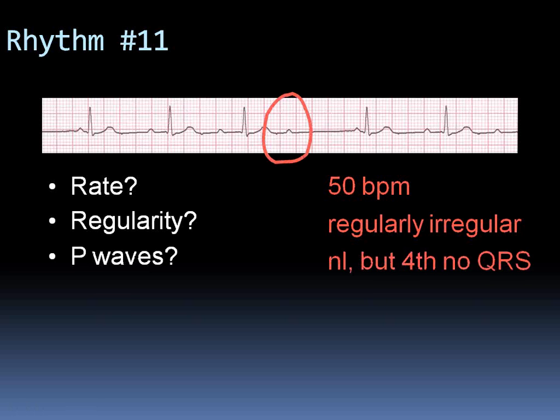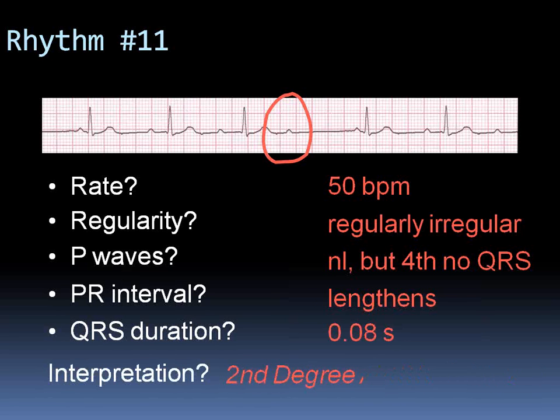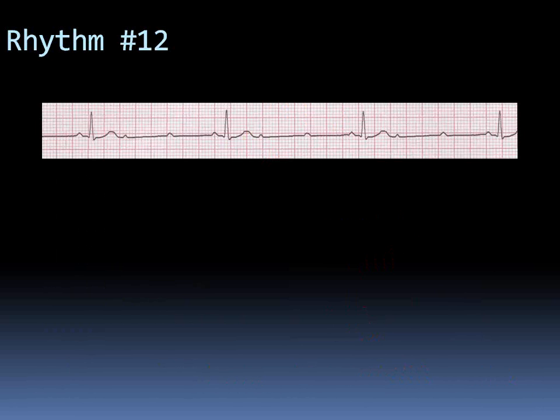You will have P waves, but there will be no QRS after every 3rd or 4th or 5th. The PR interval will lengthen. Short, long, longer. QRS duration will be normal. Okay? Now, this ECG is an ECG of a patient with second degree type 2 AV block.